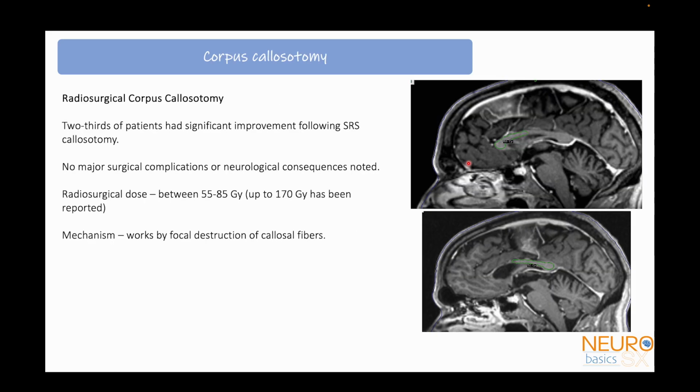Okay, so radiosurgery can even be used to target the corpus callosum and do a callosotomy. So an entire callosotomy can be done with just radiosurgery. So it's found that 2/3 of patients who underwent an SRS callosotomy had significant improvement and they had no major neurological complications. The doses for a callosotomy have to be much higher because we are focusing on destroying tissues. Here, the concept is not neuromodulation. We have to destroy the entire corpus callosum. The doses are 55 to 85 grays.